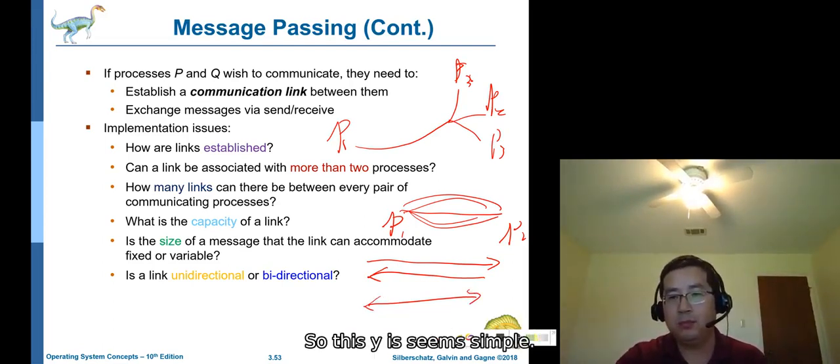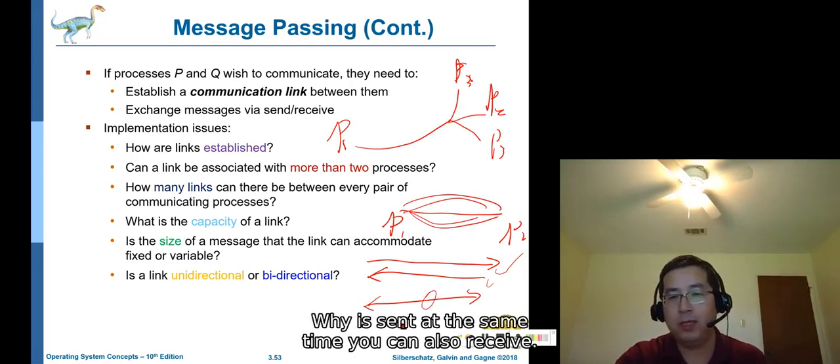So this one seems simple. One is send, the other one is receive. There's no conflict. But this one has a problem, correct? One is send, and at the same time you can also receive.